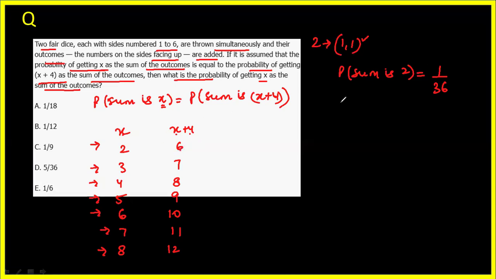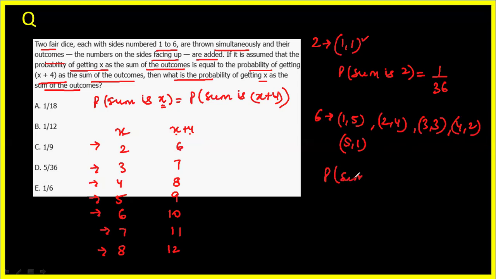What about 6? How can you get a sum of 6? What are the cases possible? You can get 1, 5. You can get 2, 4, 3, 3. It could be 4, 2, or it could be 5, 1. Yes or no? So what will be the probability of getting the sum 6? Total number you already know, that is 36. Favorable outcomes are 5. So 5 upon 36 is the probability of getting a sum as 6.